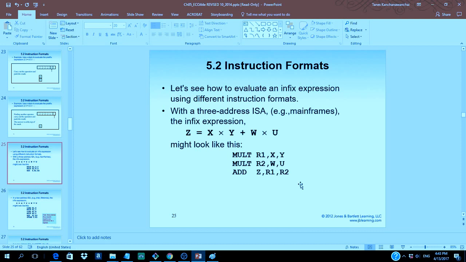Let's see how to evaluate an infix expression using different instruction formats. First, with 3 addresses. This is like MIPS. So x times y plus w times u. You multiply x and y with the opcode mul and store the value into R1. Then maybe multiply W and U and store the value into R2. And then you add R1 to R2 and store the result into Z. That's easier, right?